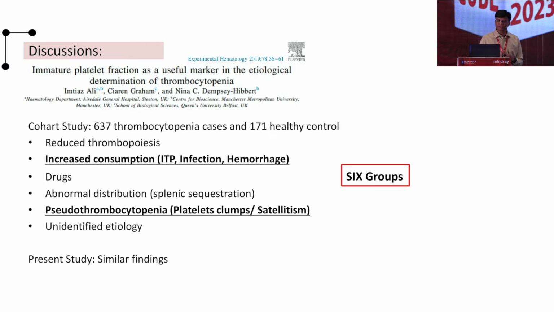Then one larger study happened in the UK. They categorized thrombocytopenia cases into 6 groups. They included reduced thrombopoiesis, ITP, infection, hemorrhage under increased consumption, drugs, abnormal distribution like splenic sequestration, and they also included platelet clumping and satellitism as one more group. And they found that the immature platelet fraction is increased in the increased consumption category as well as in ITP.